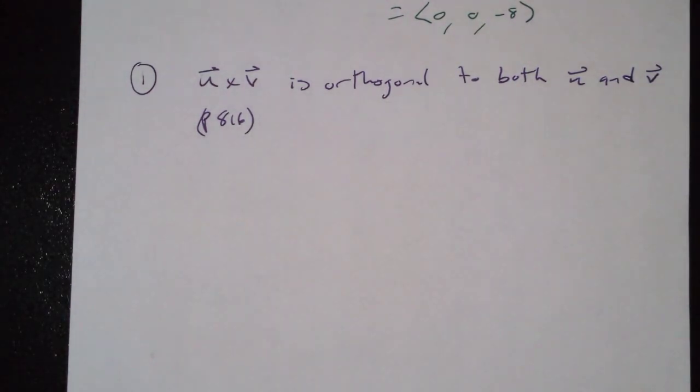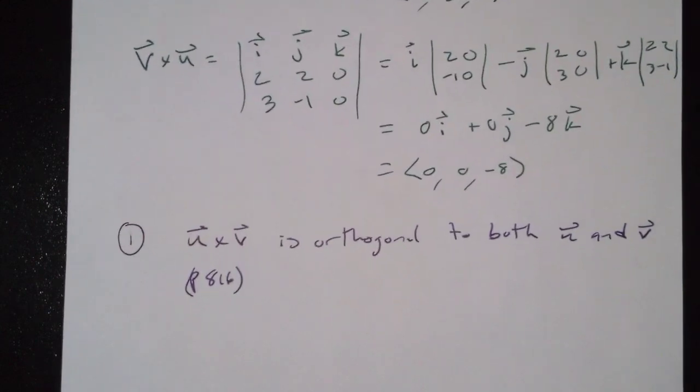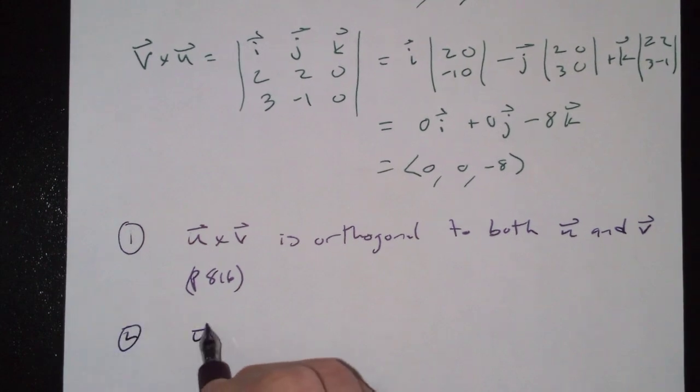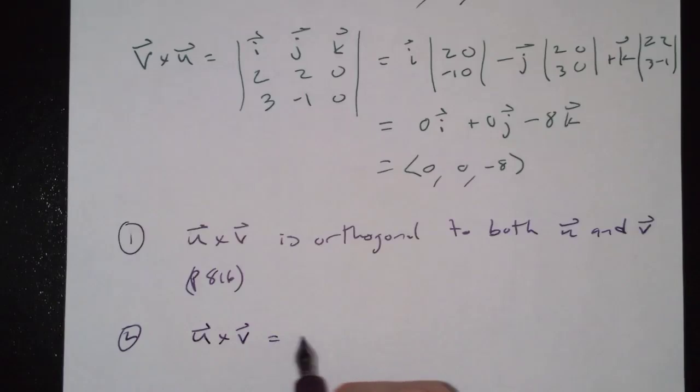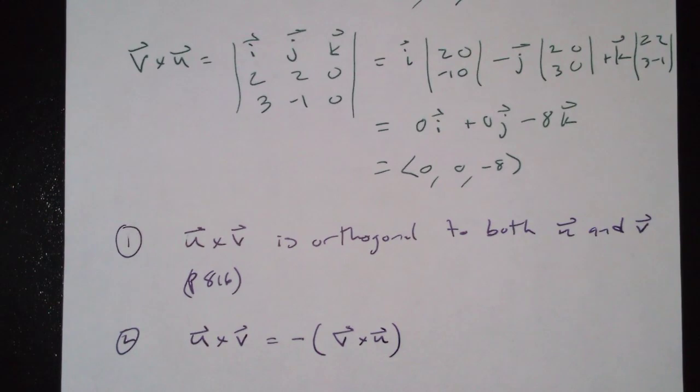But the other thing that happens is that the order in which we do the multiplication matters. And it turns out that U cross V is negative V cross U. Whenever I change the order in a cross product, I get a different sign.